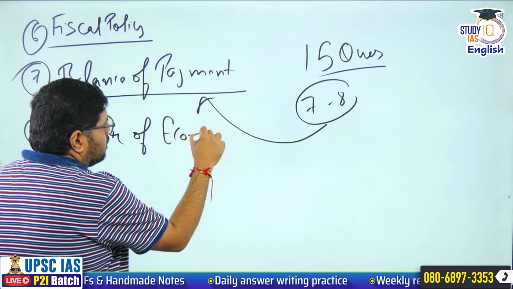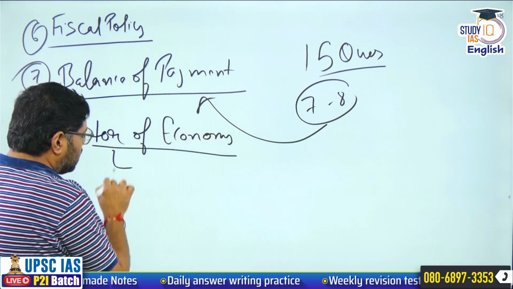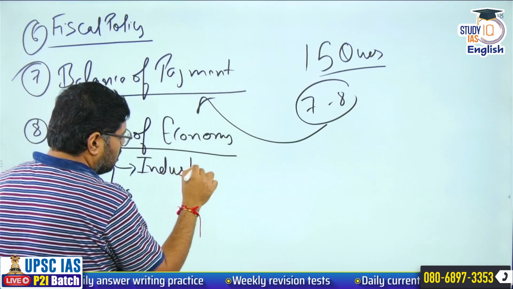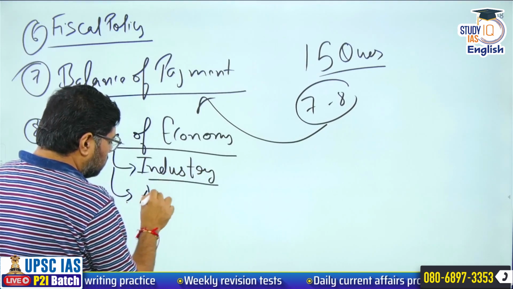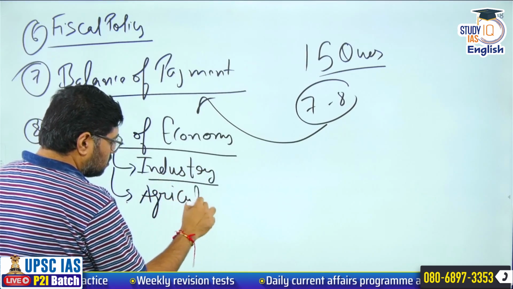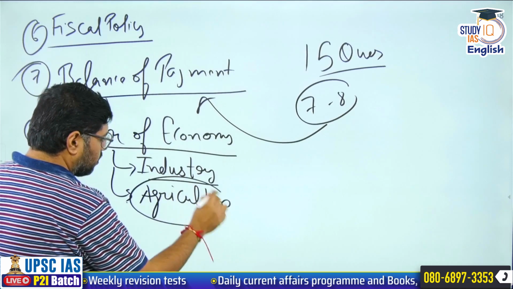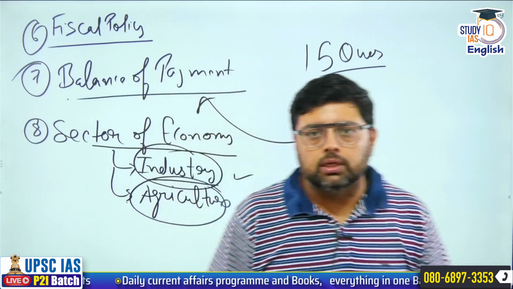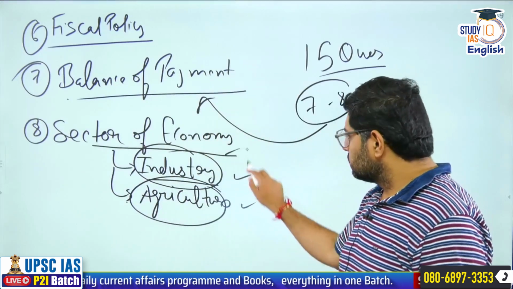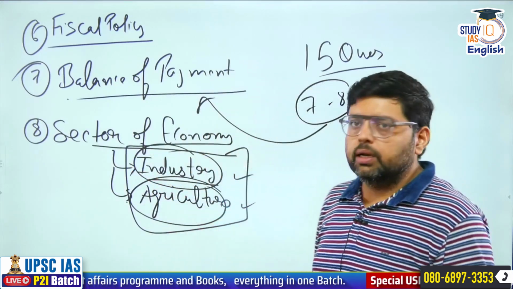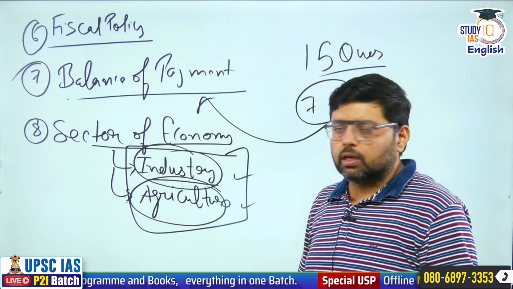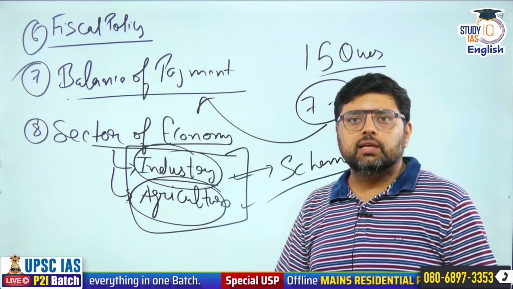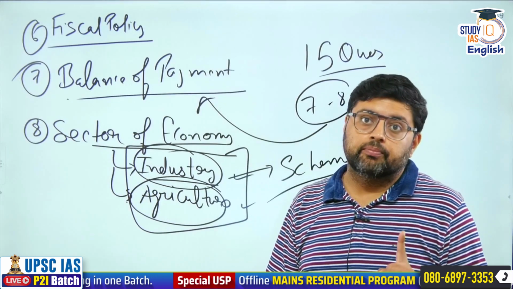Sectors of economy. In sectors of economy, the focus is on 2 things. Number 1, industry, and number 2, agriculture. So here we have to focus on these 2 things. Clear? Industry and agriculture. Whatever schemes are there with respect to industry and agriculture, you must know for your exam.